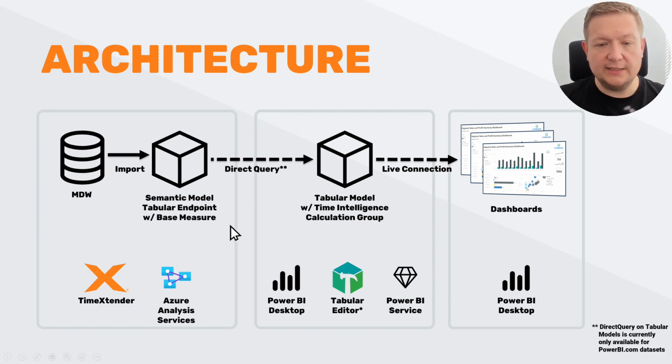And now comes the new part. We will create another tabular model on top of the first model. We will use Power BI Desktop and the Tabular Editor to create the model and also a report that goes along with it. This model will contain the time intelligence calculations in a calculation group, and it will have a direct query connection to our initial model. I noted here 2 asterisks because the direct query on tabular models is currently only available for datasets that are deployed to Power BI service, and that is why I included this icon here in the architecture chart as well.